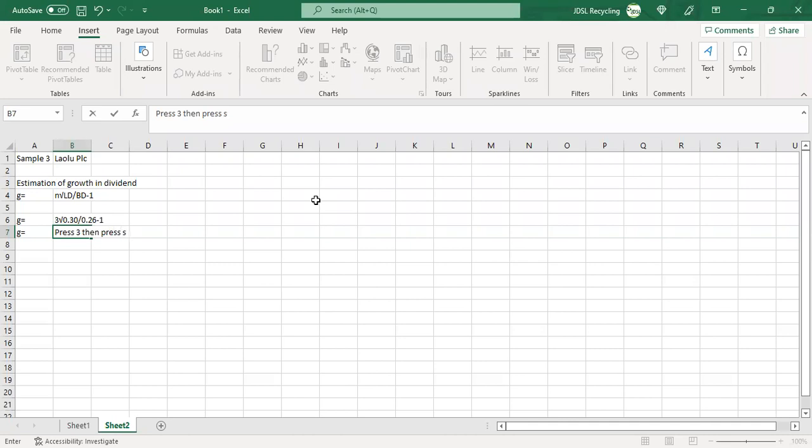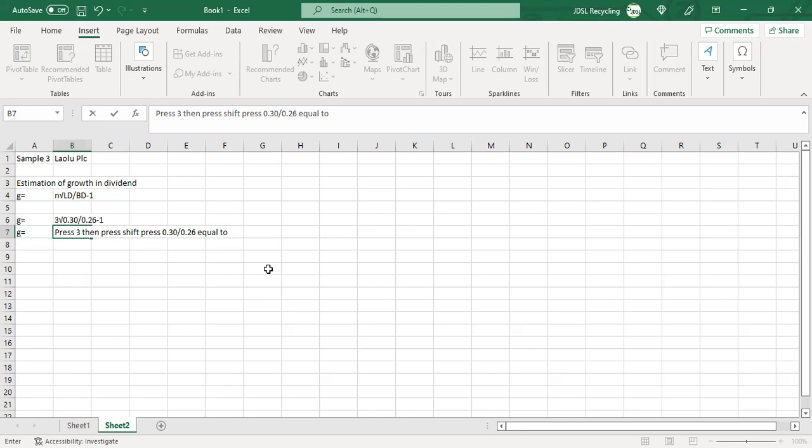Then press shift. Are we following? Then press 0.30 divided by 0.26. So equals to, what do we have? Equals to what? Are we there? Please come again. 1.049.